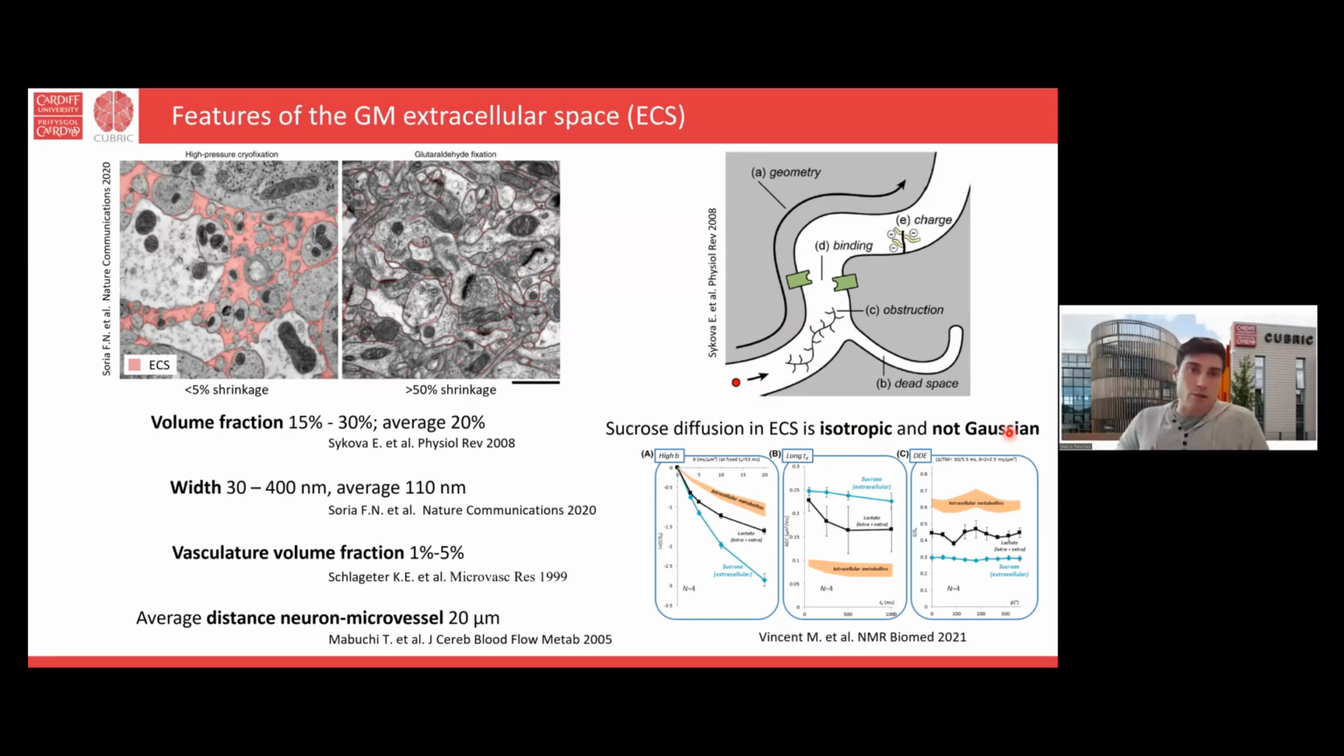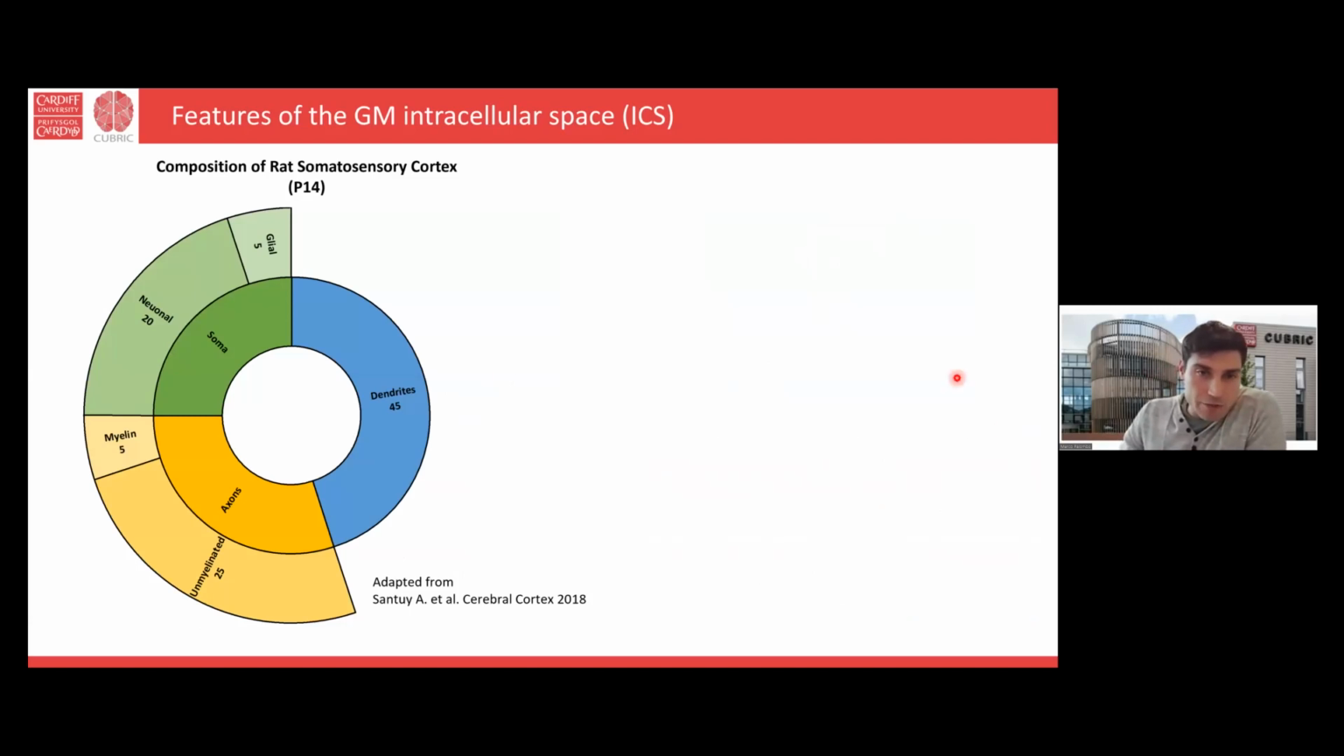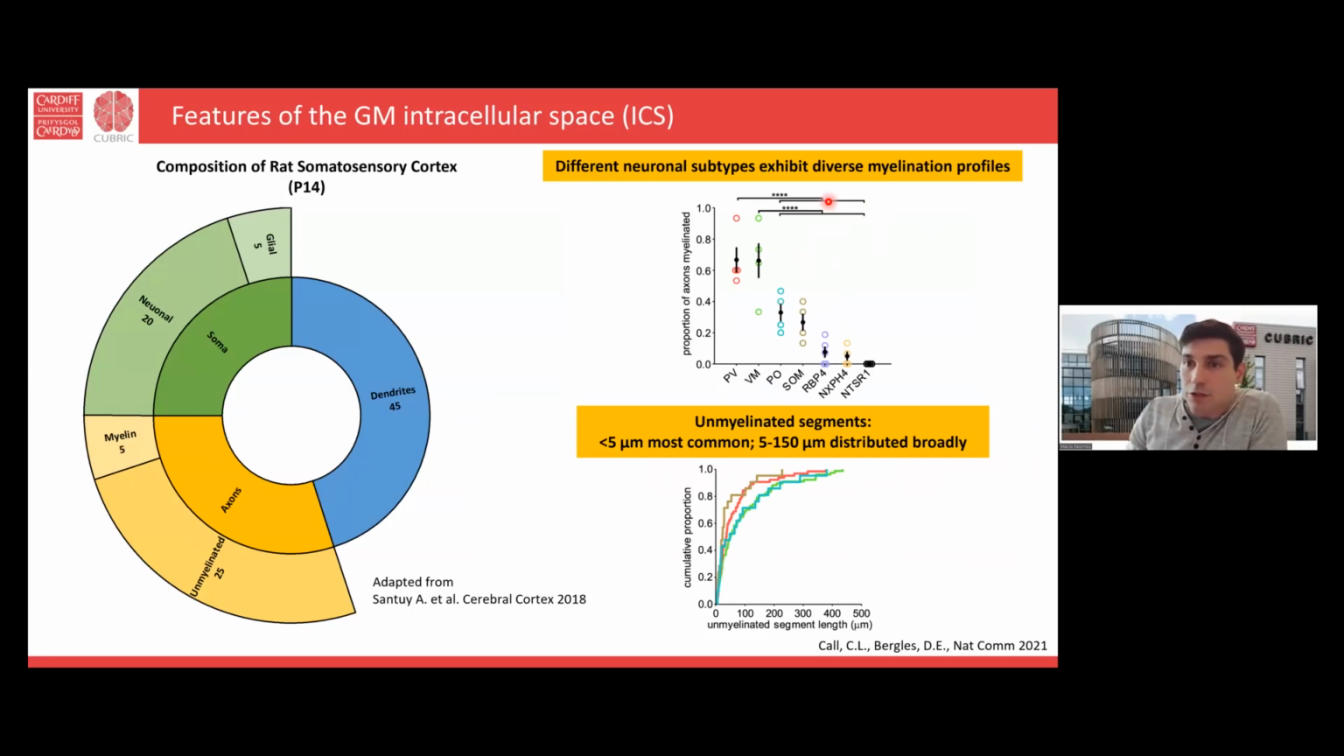Now, if we look at the intracellular space, again, it's mostly fibers, and then it's subdivided into cell bodies, which we will call soma, which are both neuronal and glial cell bodies. And if we look at the fibers, we have dendrites, 45%, and axons. Of these axons, which are only 30% of the whole fibers in the gray matter, only 5% are myelinated. The others are unmyelinated axons. And most importantly, the myelinated ones are not myelinated continuously. They are myelinated in batches.